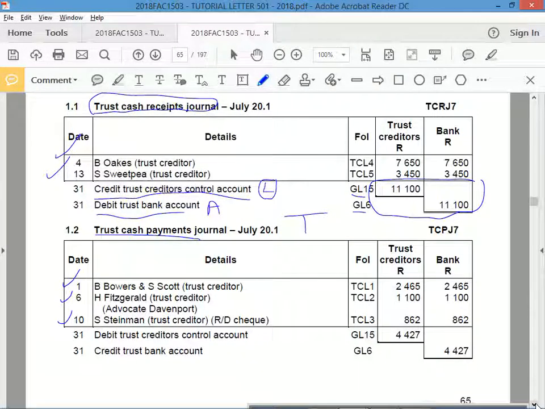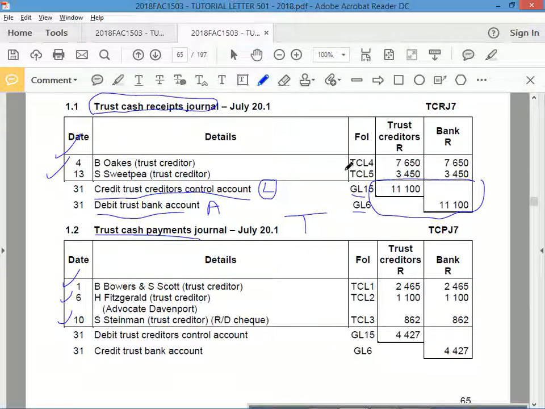Where do you see TCL? Oh, TCL, that would have been trust creditors ledger. Because what is that going to affect? It's going to affect the T account for Bowers and Scott, or for H and F, or for S and S, or for B and O and SS, sweet pea. So the TCL, it's just referencing.